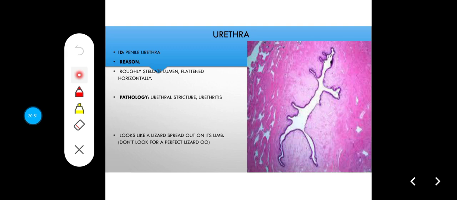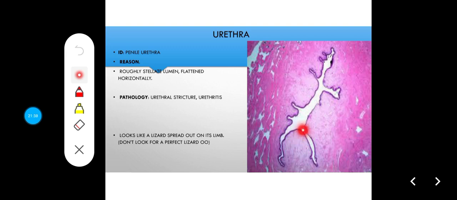It's not exactly the same in the male and in the female. So for the penile urethra in the males, the lumen appears roughly stellate, and it is flattened horizontally. The urethra contains a mucosa, that's an epithelium, and then a submucosa, and then an external muscular layer, not too distinct.